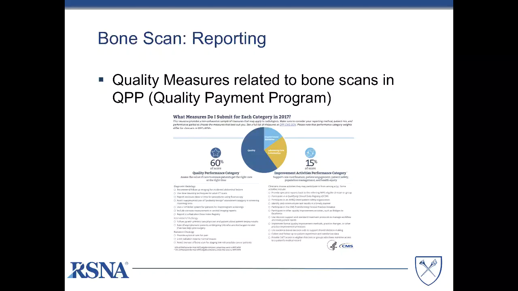You may remember from other lectures in the Replete series that CMS, the Centers for Medicare and Medicaid Services, has certain metrics that affect your reimbursement rates from CMS in the Quality Payment Program, QPP. Well, bone scans play a role in your quality score. It's hard to read on this image, but there is one of them. Let's take a closer look.